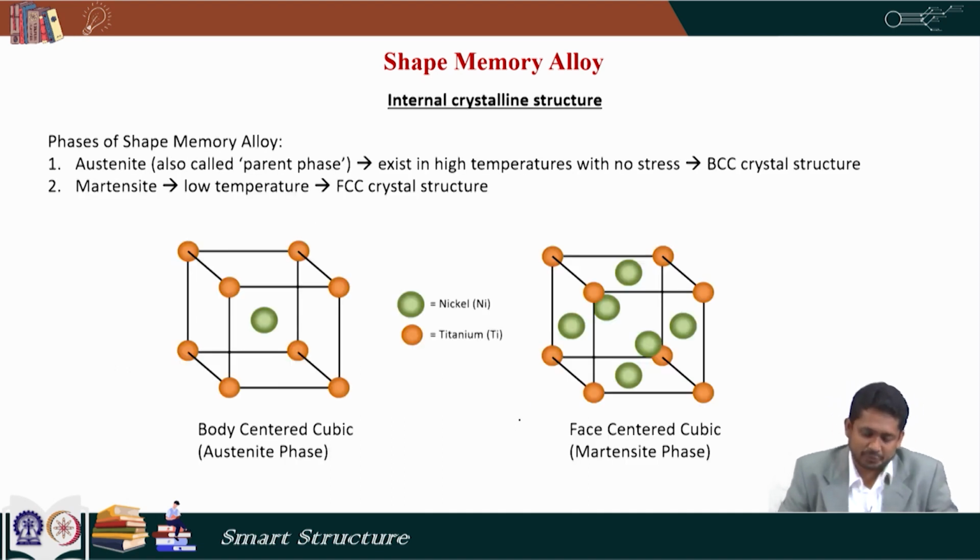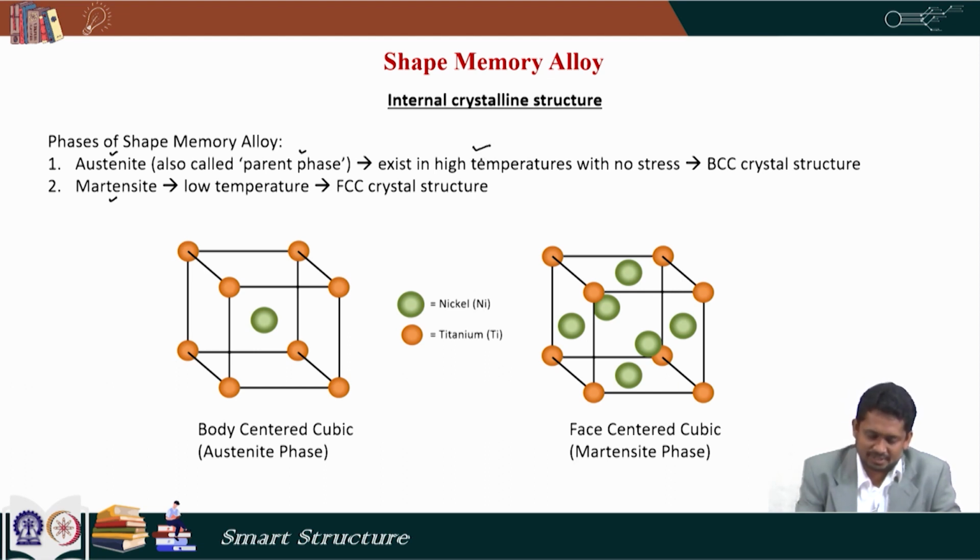Now, we will try to gradually understand what this shape memory effect means and how it is possible. To understand the shape memory effect or even pseudoelasticity, we need to understand that this material remains in one of the two phases depending on the temperature, and these two phases are austenite and martensite. Austenite phase is also called the parent phase, and it is the high temperature phase, stable at high temperature.